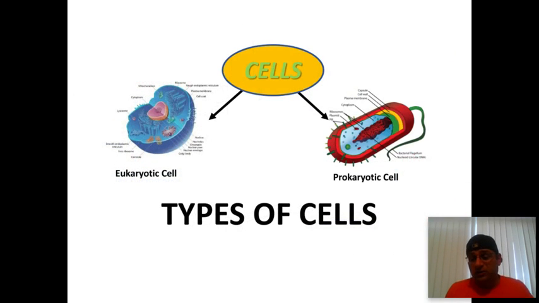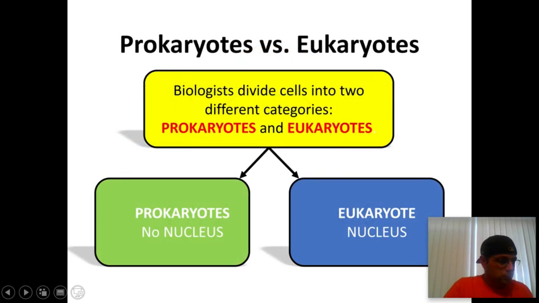Finally, the 2 types of cells that we're going to be talking about. There's going to be eukaryotic and prokaryotic. So, prokaryotes and eukaryotes. Biologists have divided cells into 2 different categories. Prokaryotes have no nucleus. These guys are very, very simple organisms. Then there are eukaryotes. These are more complex.